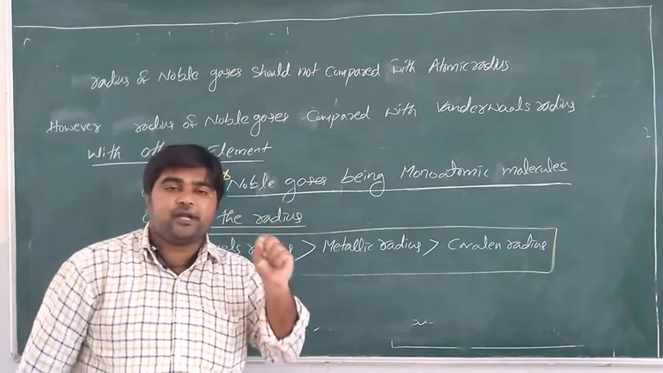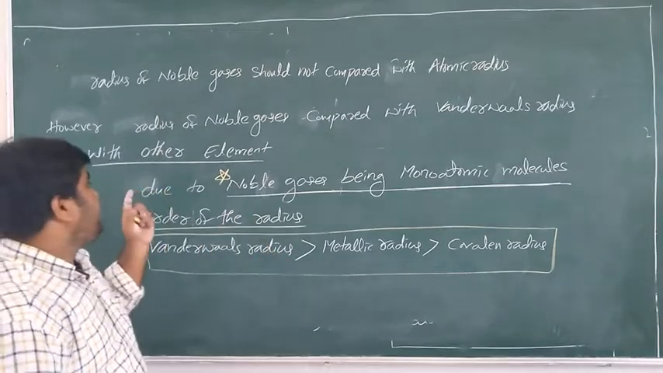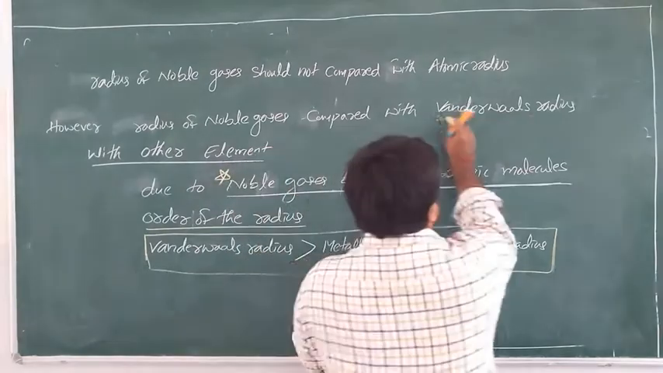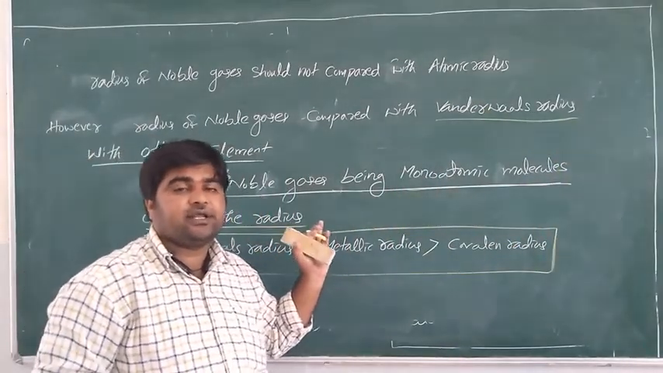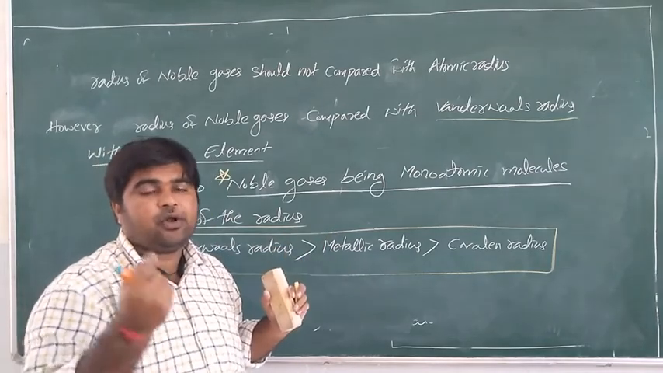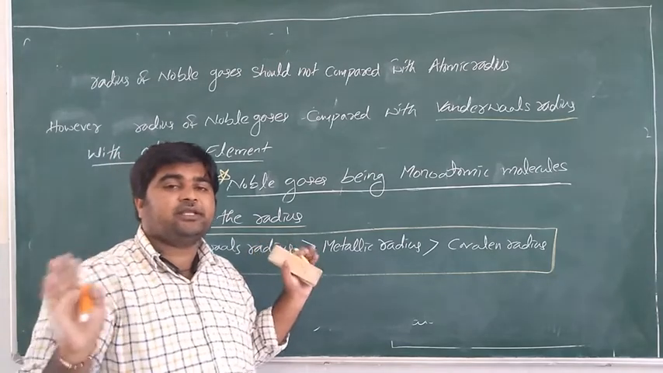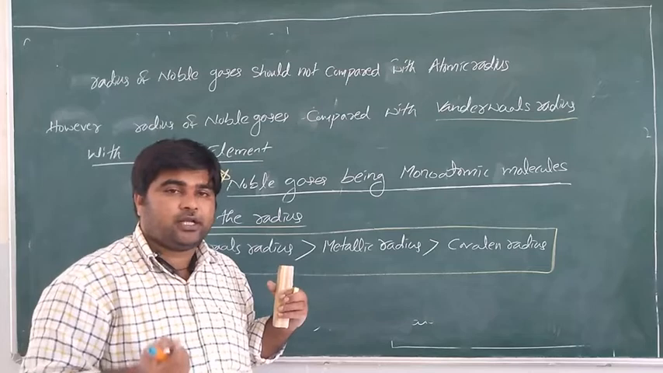However, it is compared with the van der Waals radius with the other elements. Okay. So why? Because noble gases exist as monoatomic molecules. Only monoatomic. Noble gases do not exist as diatomic or triatomic. They only exist in monoatomic molecules.